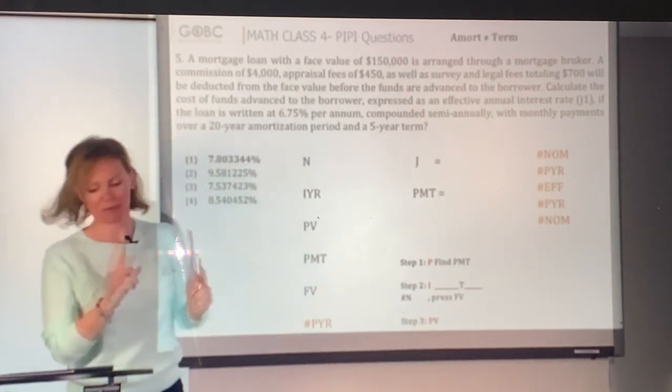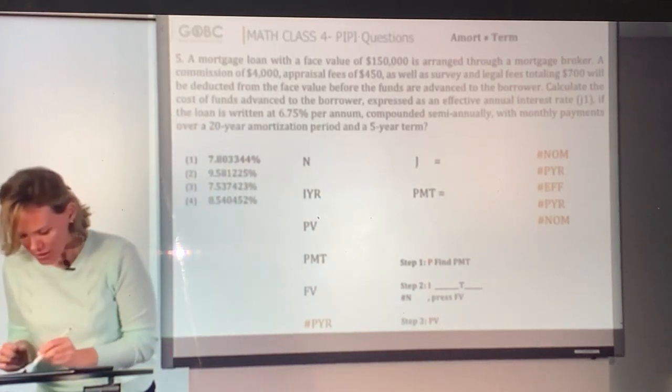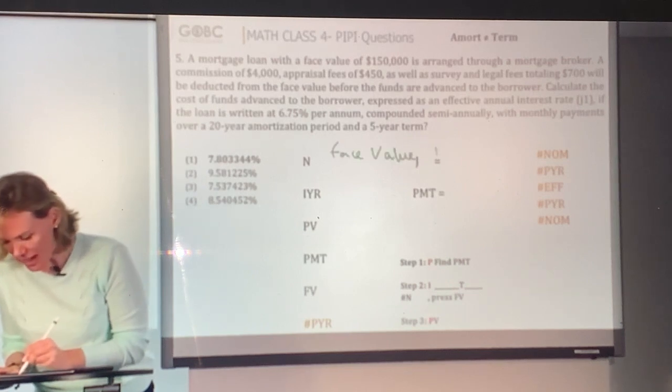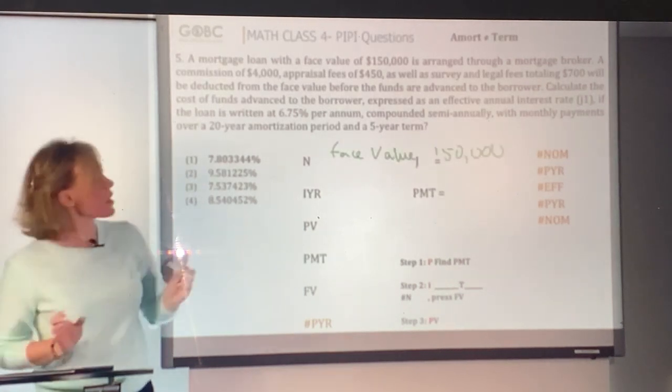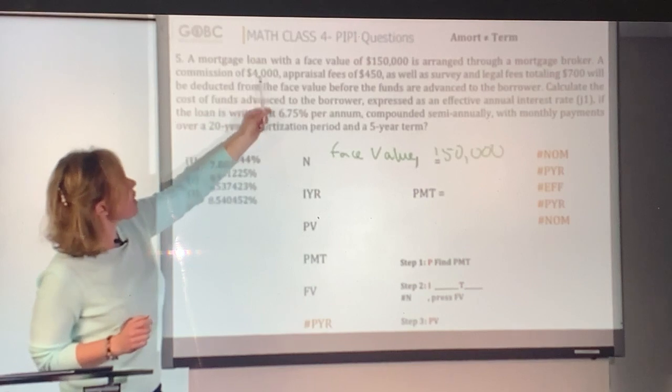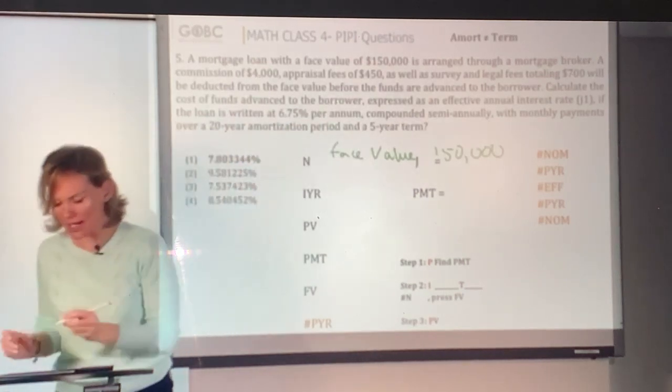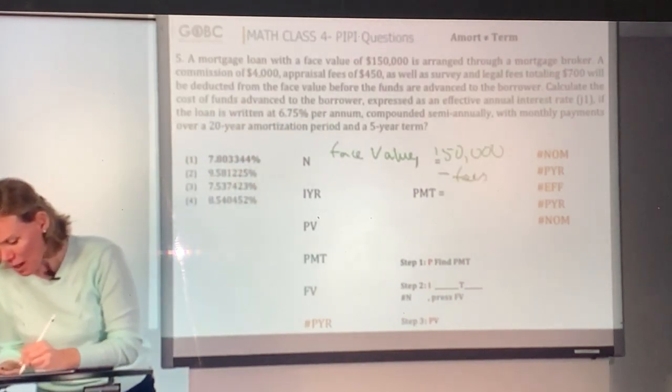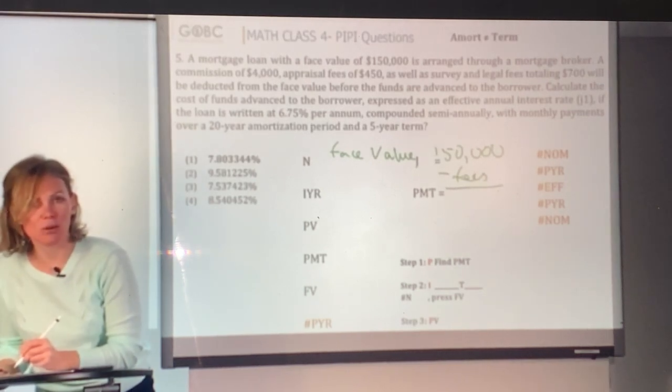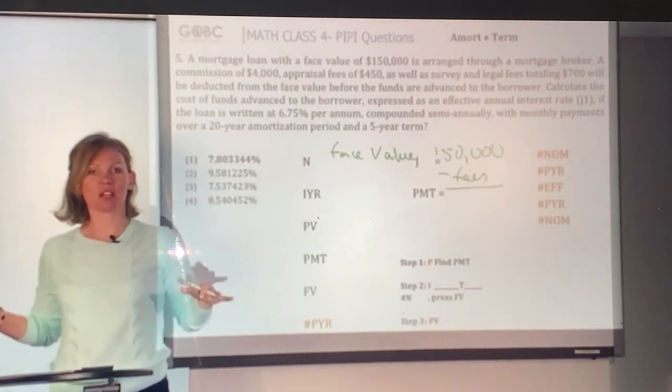But then he says, well, wait. Let me just draw you something, okay? So the face value is 150. But then it says, but wait. If I minus all those fees, we have 4,000, 450, we have 700. If I minus all those fees, what's my net value? What's my mortgage, my net mortgage without any fees in there? Do you see the difference?